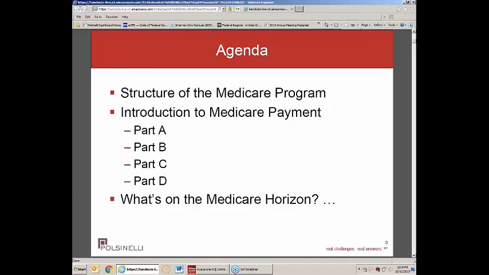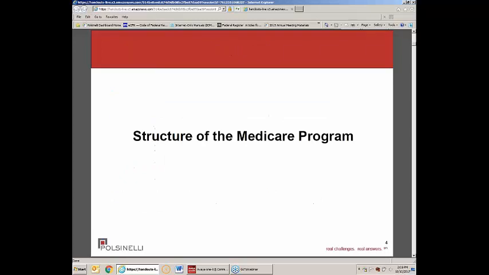Probably spending a bit more time on Part A, which is inpatient hospital, SNF, and the like, and Part B, which is outpatient physicians and payment models for other practitioners and suppliers. But we will also touch on Medicare Part C and D and give some information about some other payment models that are on the horizon for CMS. And certainly if you have any questions, let us know. But as I said, this is sort of a high-level summary. We could talk for days on lots of these issues. And with that, I will turn it over to Sarah to talk about the structure of the program.